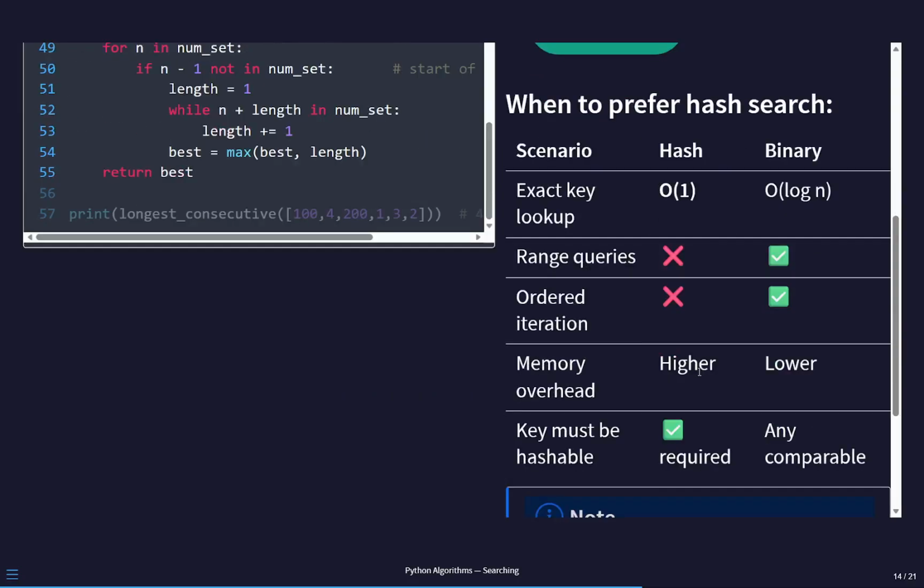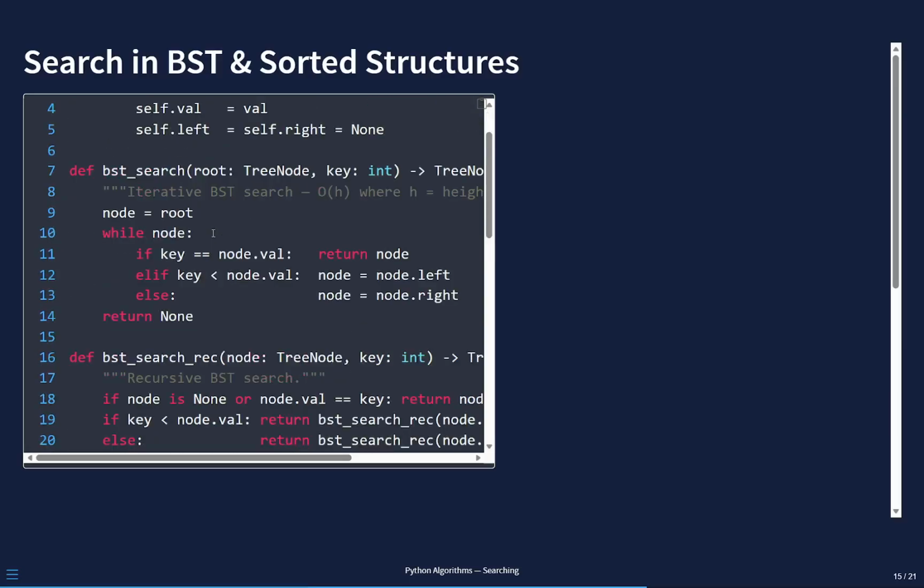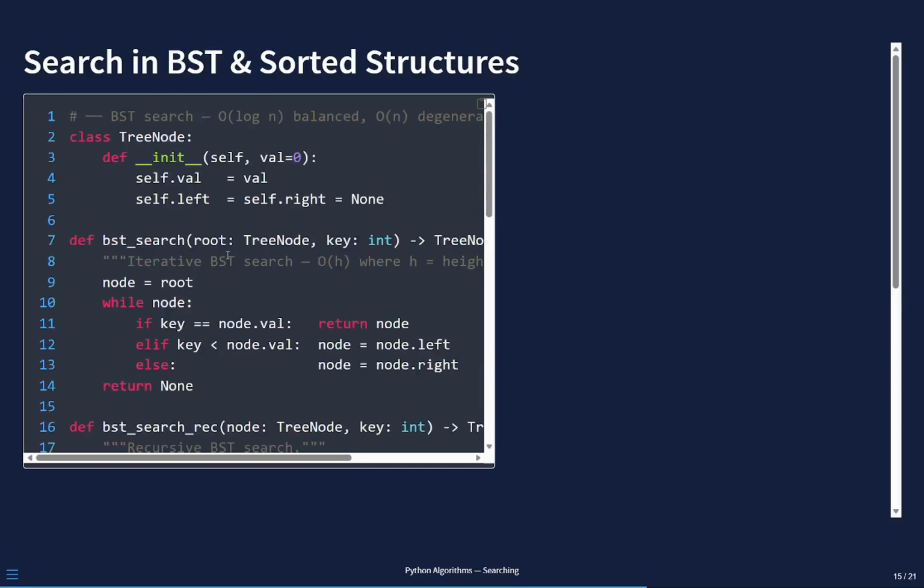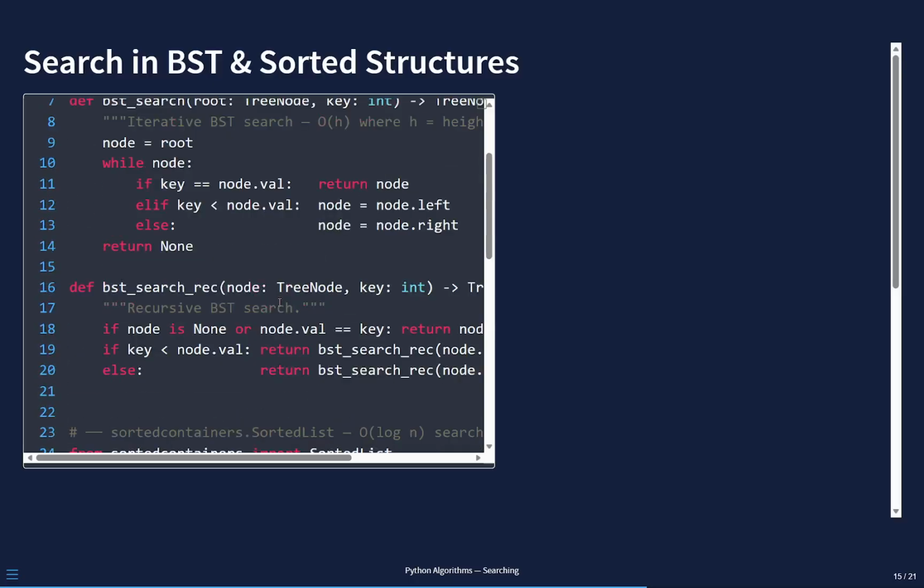When data lives in a sorted structure, BST, sorted list, or heap, search exploits the structure's ordering property. Click. BST search is O(H), where H is the height. Iterative version: at each node, compare the key. Less than current value, go left. Greater, go right. Found or null, stop. On a balanced BST, H is O(log n), giving O(log n) search. On a degenerate BST, sorted insertions, H is O(n).